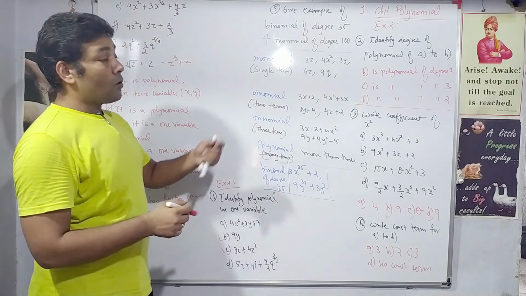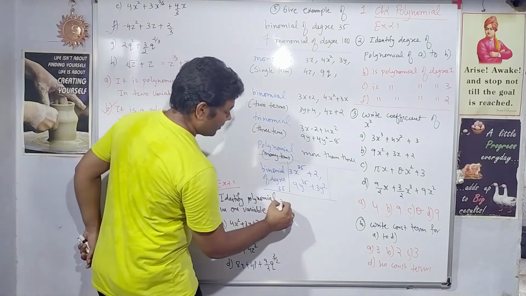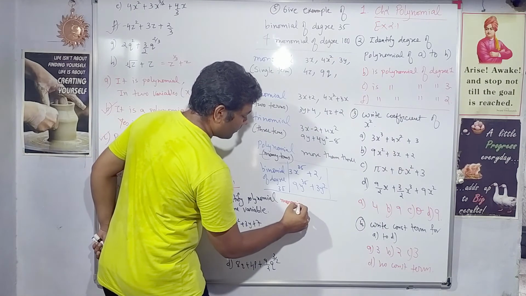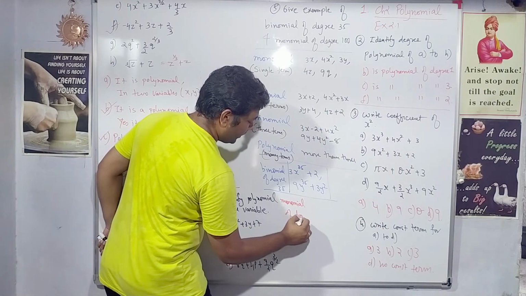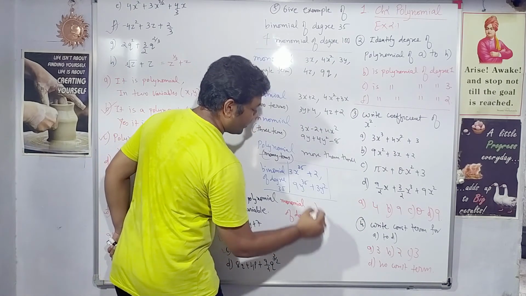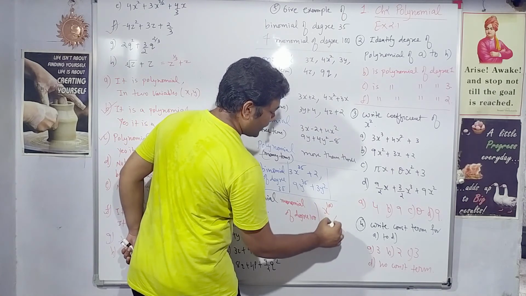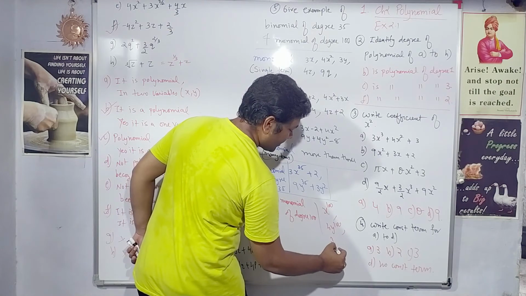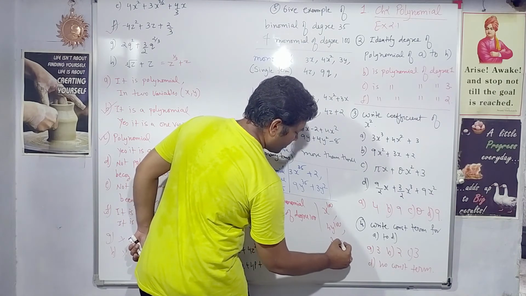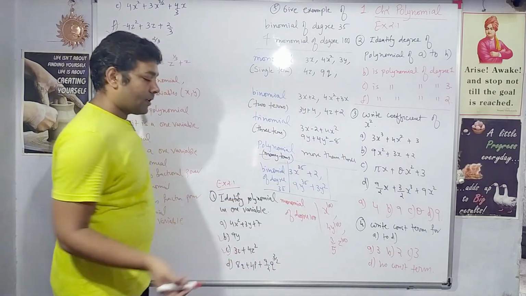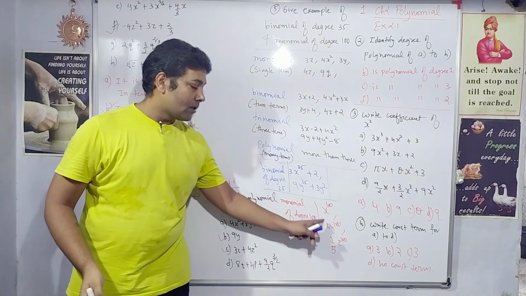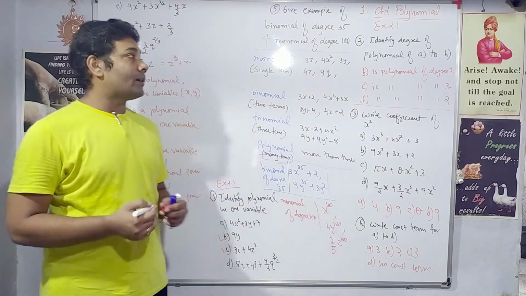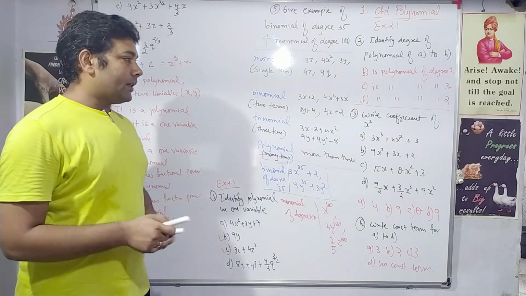Then next we have a monomial of degree 100. So a monomial of degree 100, what will it be? x to the power 100, 4y to the power 100, 3 by 5 z to the power 100, right? So these are the monomials. Only one term. See, only one term. Simple, clear?